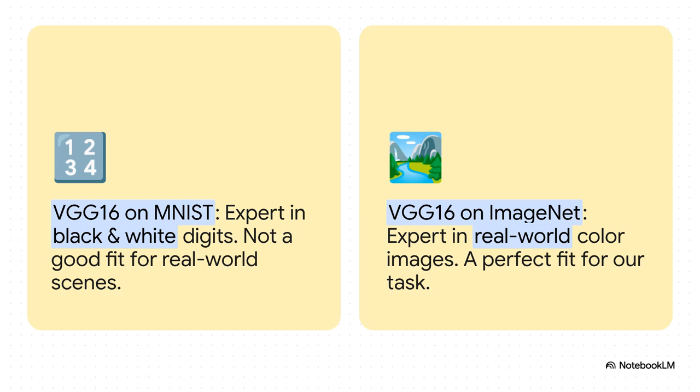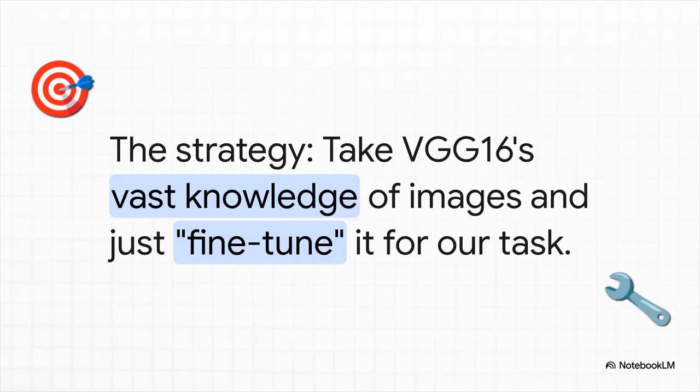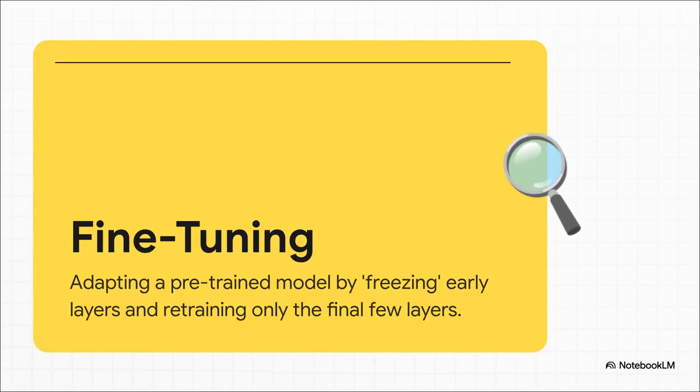A much, much better choice is a VGG16 model that was trained on ImageNet, which is this enormous dataset with 1,000 different categories of real-world images. We're talking everything from cats and dogs to cars and boats. Now that expertise is a perfect match. So our strategy becomes crystal clear. We're going to take all of that incredible general-purpose knowledge that VGG16 has about the visual world, and we're just going to gently fine-tune it to focus on our very specific task, telling the difference between an emergency and a non-emergency. So what does fine-tuning actually mean?